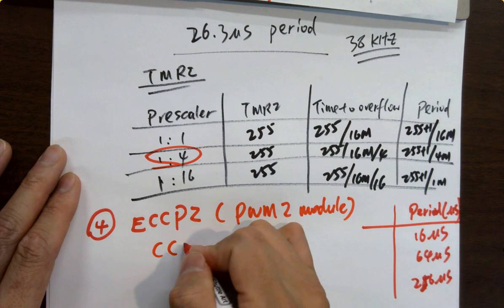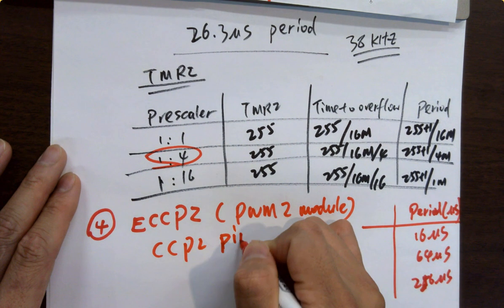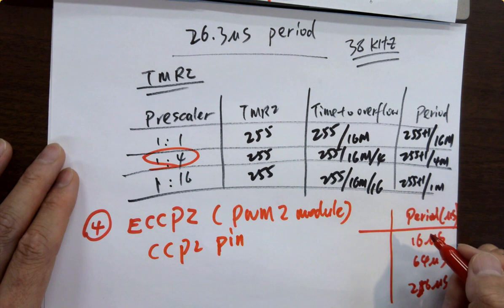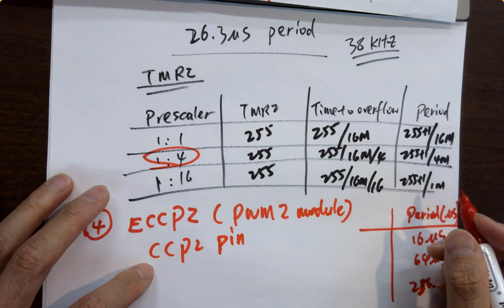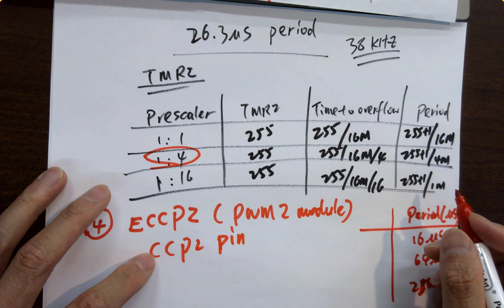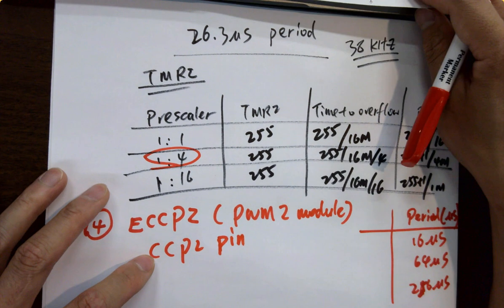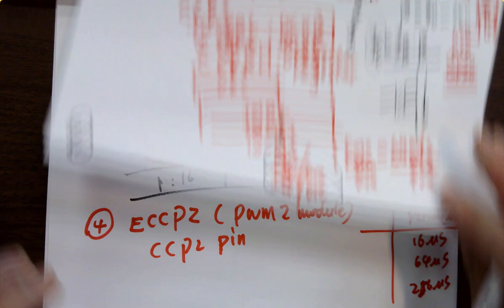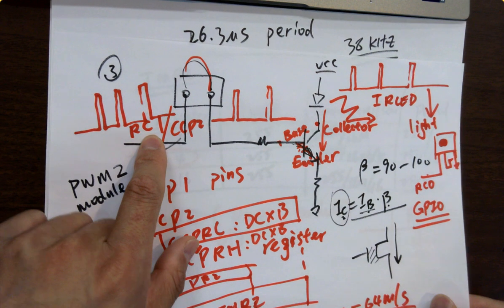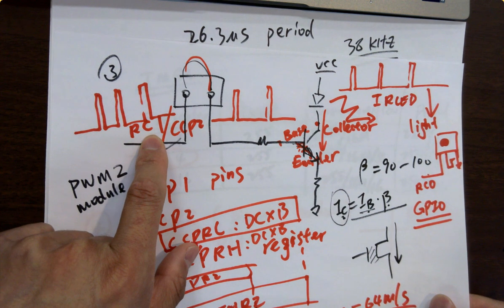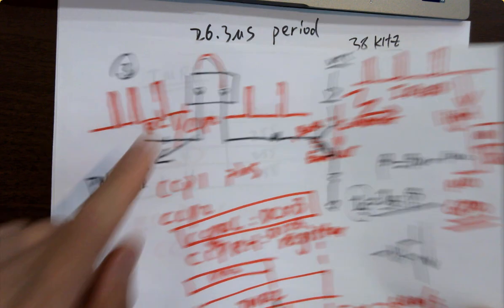And it uses the CCP2 pin to control as the output. So CCP2 on the pin out is what? Is RC what? RC1. RC1 connects to where? The BJT. Okay, cool.